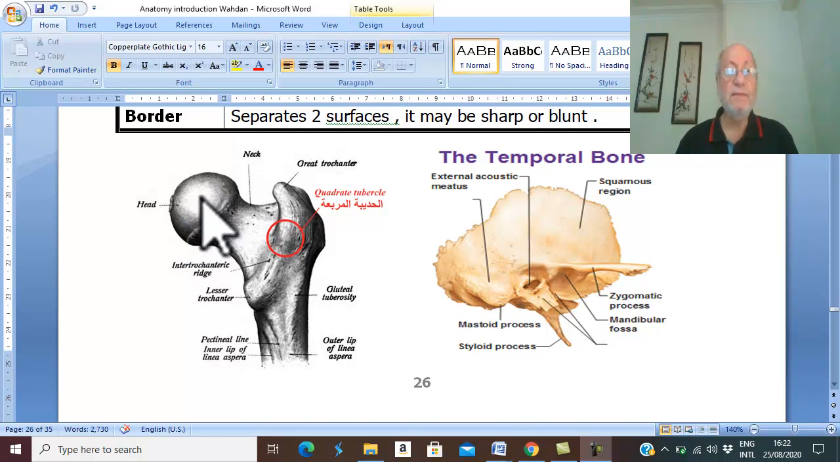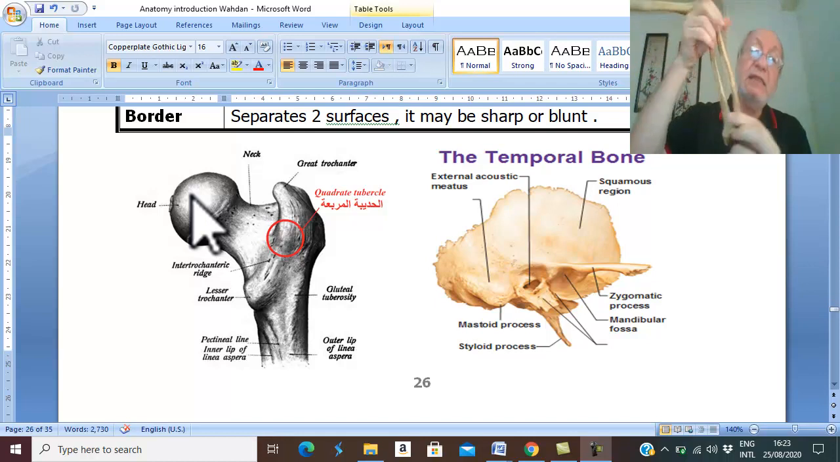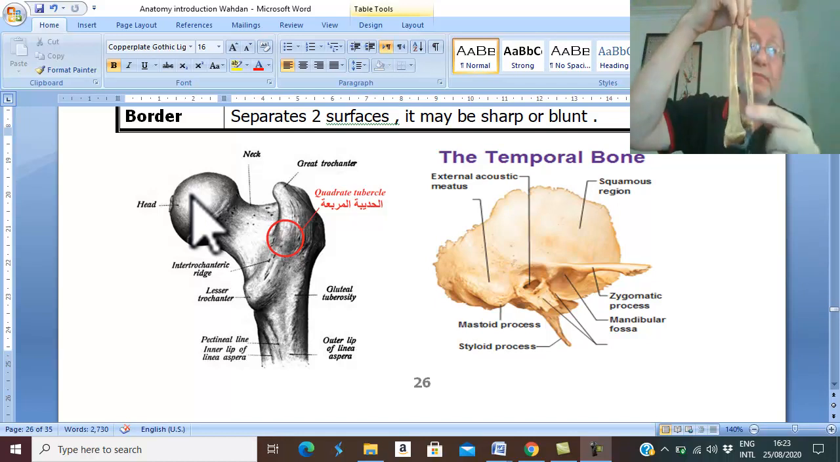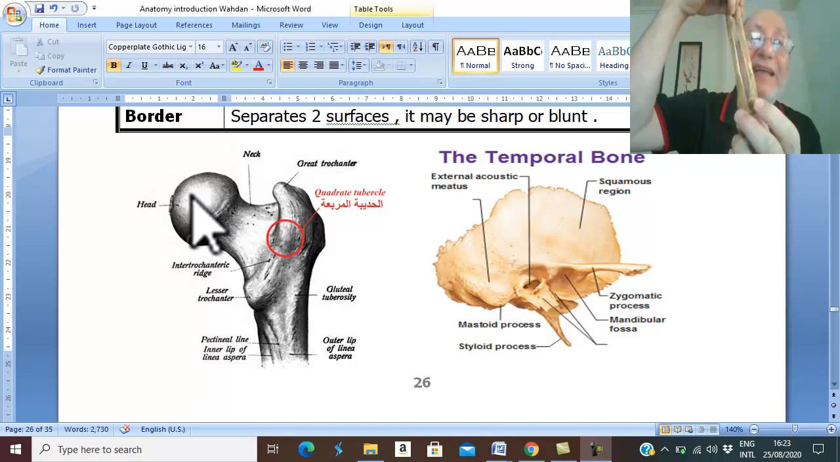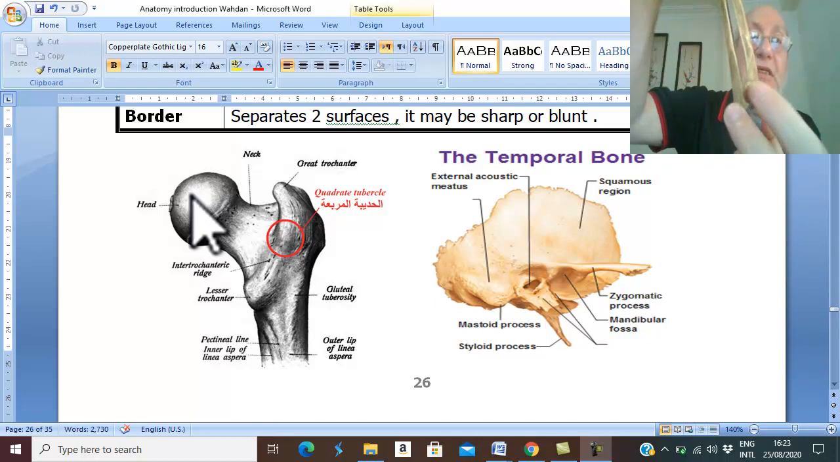First of all, head. Head, like this head, is the rounded end of the bone. This rounded end of the bone is called the head, not necessarily directed upward, like this. In this bone in the forearm, these are the bones of the forearm, and this bone in the forearm, its head is directed downward.